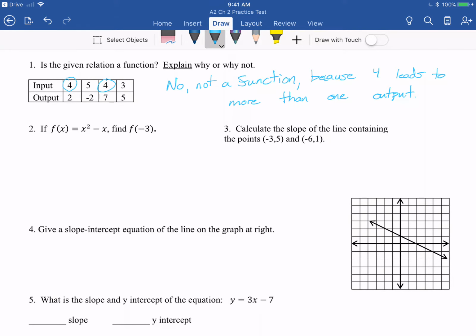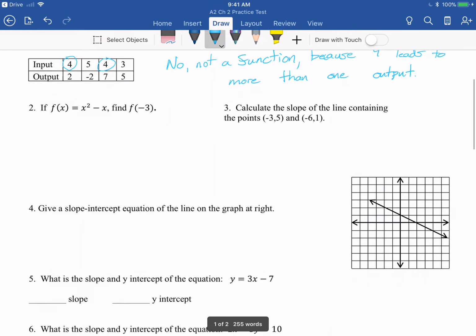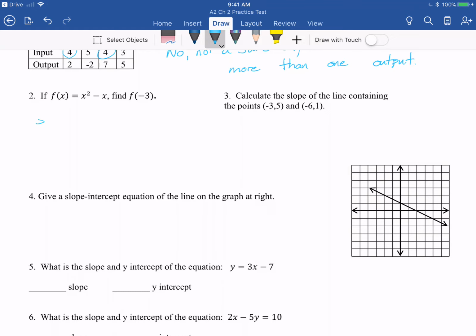Number 2 is asking us really just to find out what is f of -3. We talked about that. f of -3 is just plugging in -3 for all my x's. So I have -3 squared minus a -3, and be careful here, they're trying to get you with these negatives. -3 squared, we have to do that one first, is +9, and then a negative of a negative is a positive, so I have +3, so 9 plus 3 is 12. So f of -3 is 12.